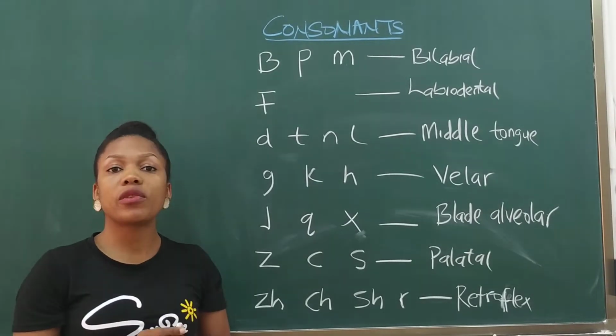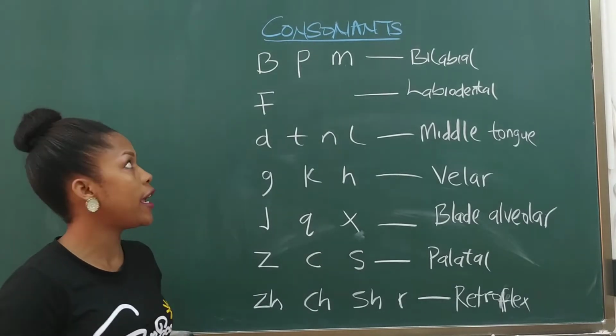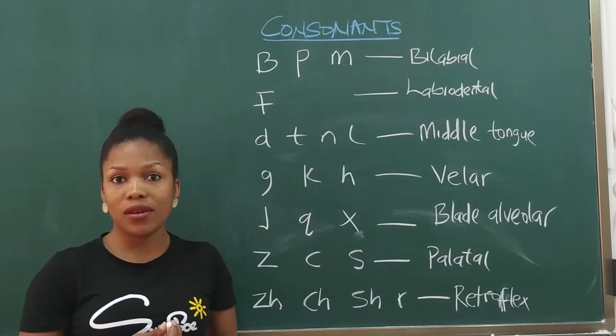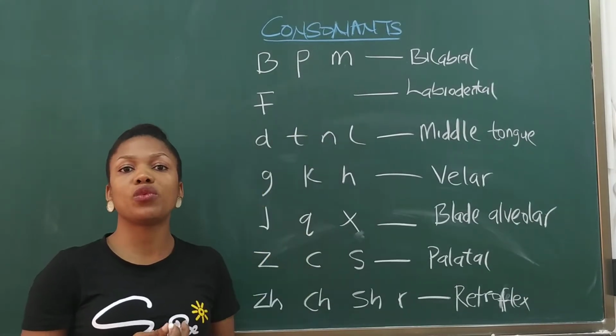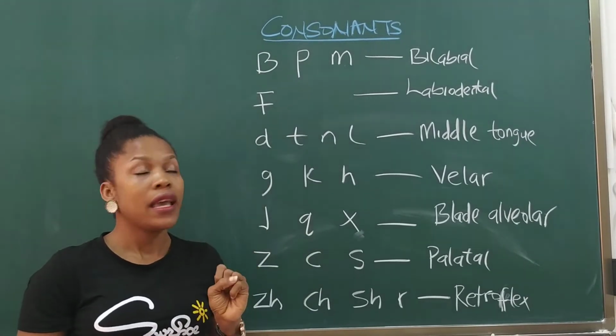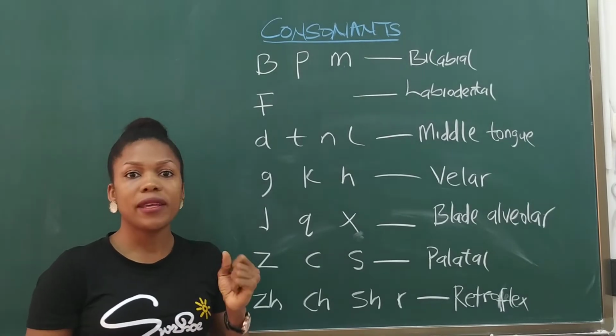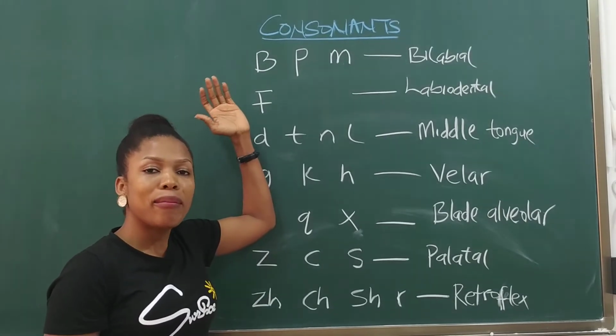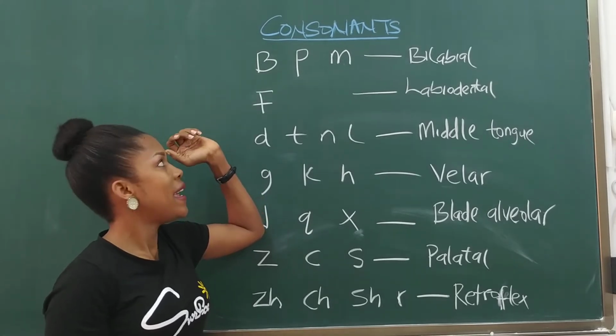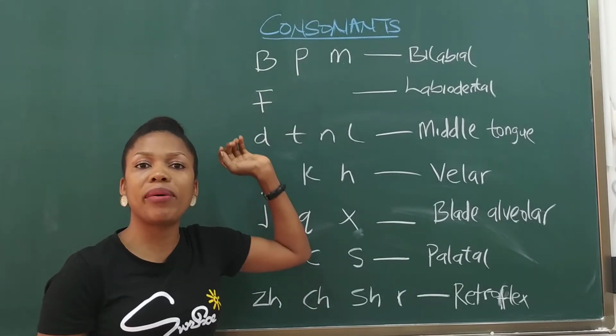So the first consonants we are going to learn are the bilabial sounds. These 3 sounds are the ones you pronounce with both lips. So it goes this way: ba, ba, and this one is pa.